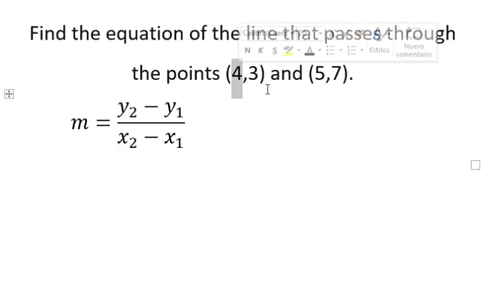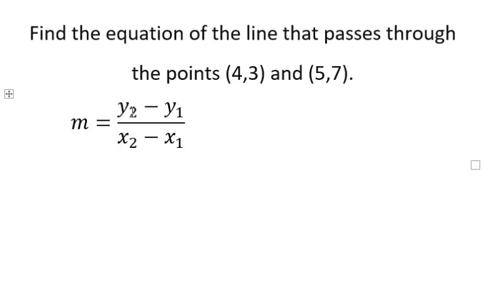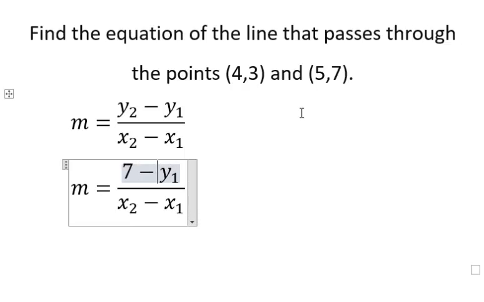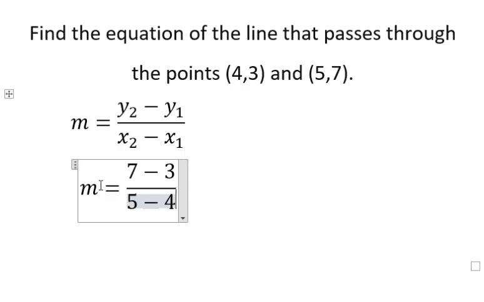Remember that these points are x on the first number and y on the second number. So what I have here is the second y minus the first y. So I'm going to substitute. The first y is 3, the second y is 7. So it will be 7, the second y, minus 3, the first y. Same thing with the x's. The second x, which is 5, minus the first x, which is 4. It will be 5 minus 4.